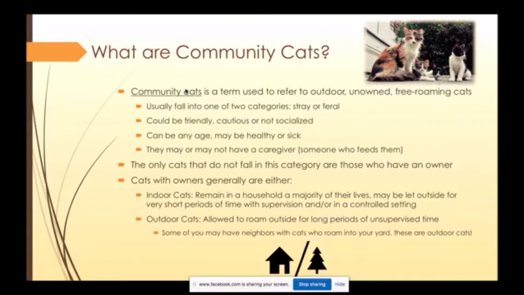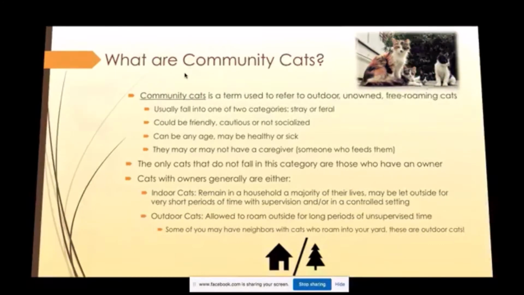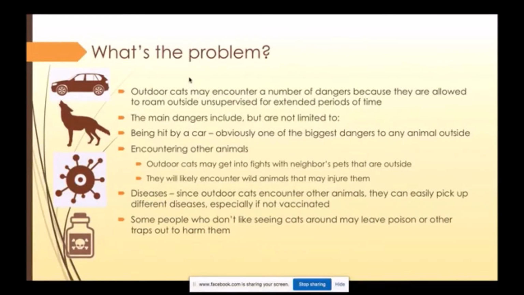But if you ever see cats that are just kind of roaming your street or your community, those might be someone's outdoor cat. So what's the problem? Like I said, it is illegal and with good reason. Outdoor cats encounter a number of different dangers because they're basically roaming outside for very long periods of time. Most people who have outdoor cats probably let them out for a couple of hours at minimum, could be a day or two maximum.